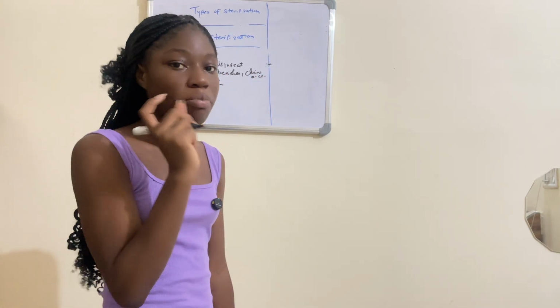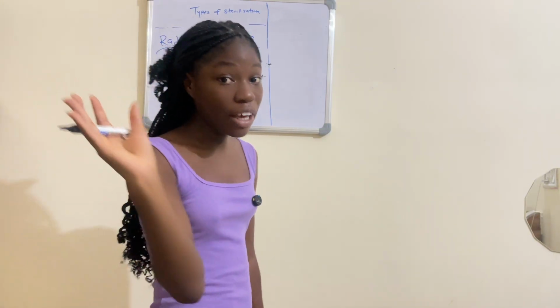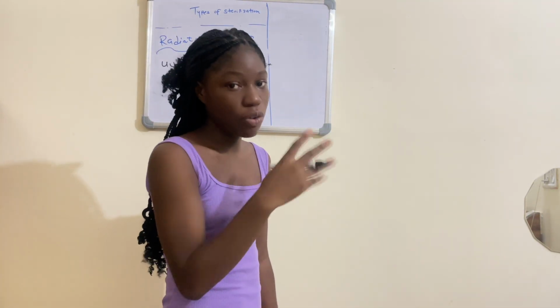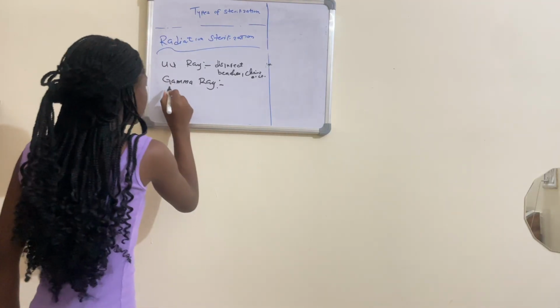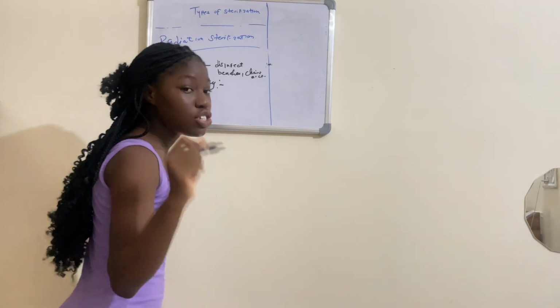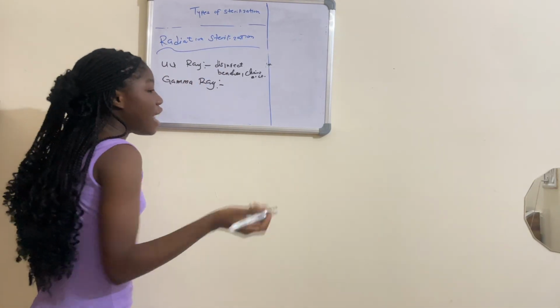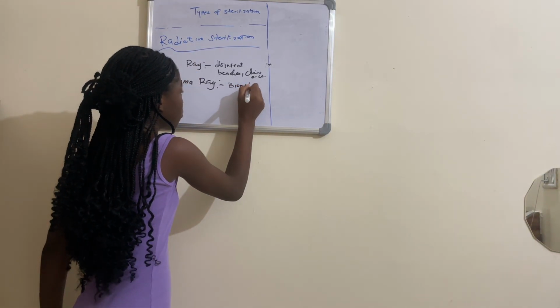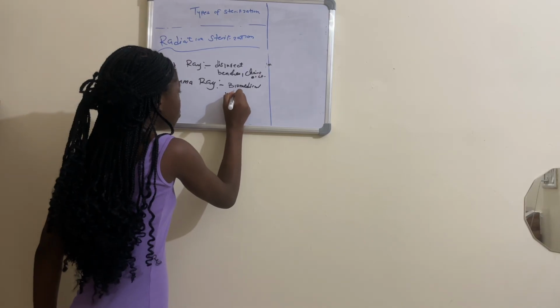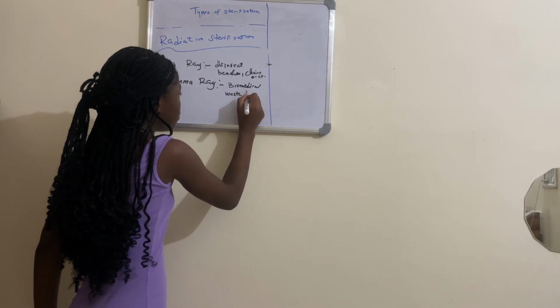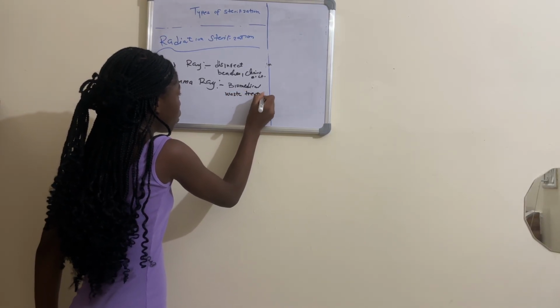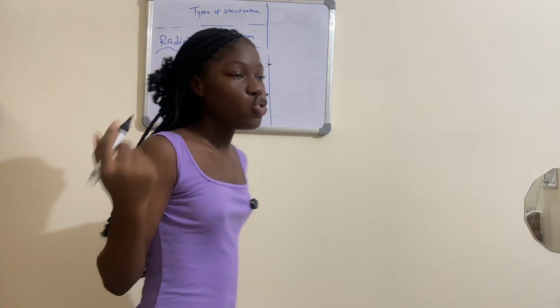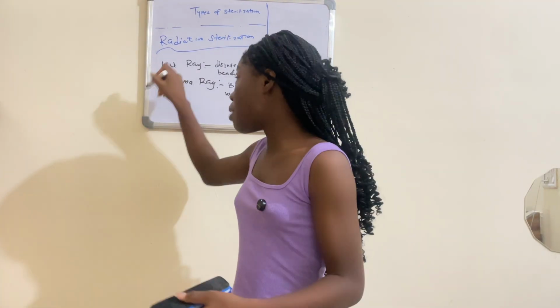It has a poor penetrating power, so it does not really kill all of the microorganisms. It just kills the harmful ones, right? And then gamma ray is actually used in biomedical ways. It is used in biomedical waste treatment. If we want to treat biomedical waste, it is used for the treatment of catheters, surgical instruments, syringes, and all of those things. We use the gamma ray.